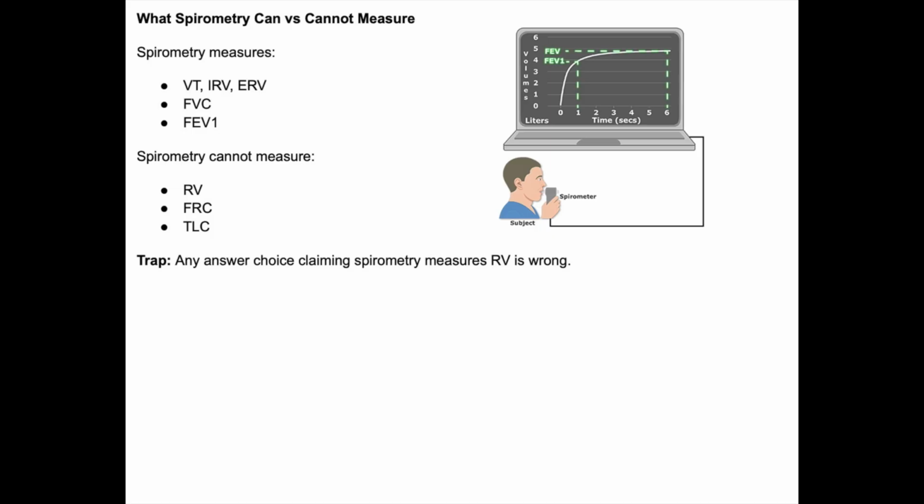To measure RV or FRC, you need body plethysmography. It's a crazy word. It's new for me. Or gas dilution methods, but that's beyond what we're going to be talking about here, and it's not one of our clinical correlates, so fancy medical buzzwords being thrown at you.